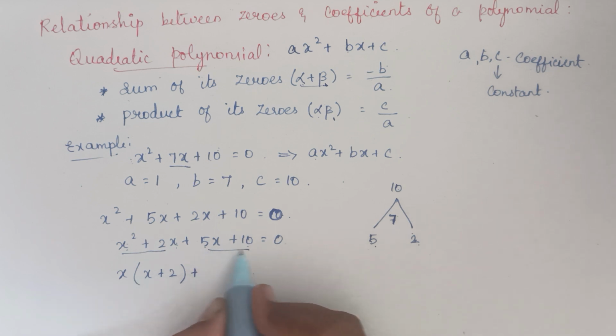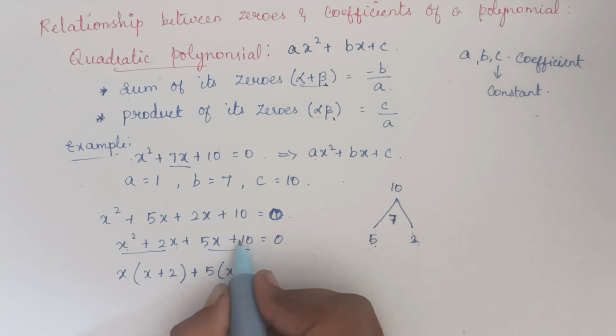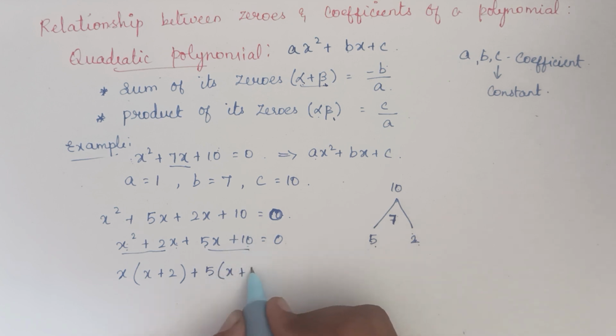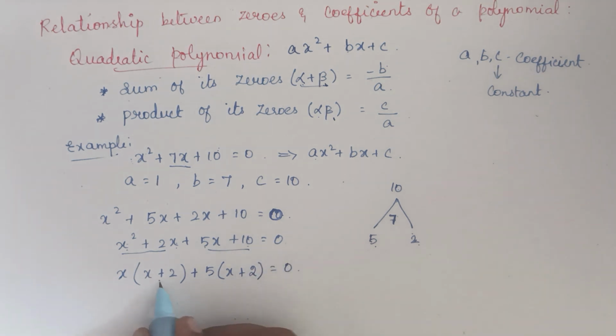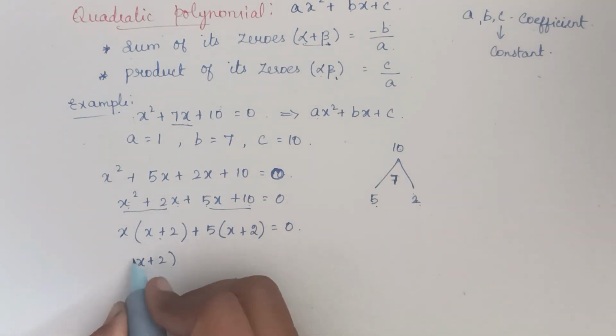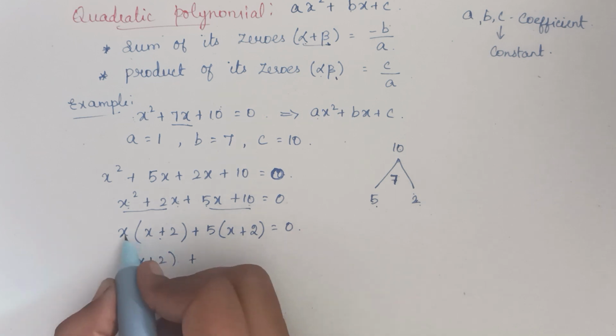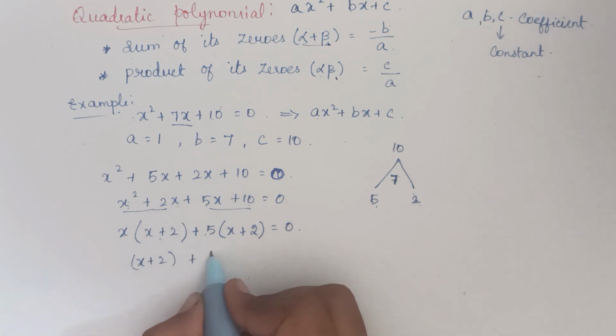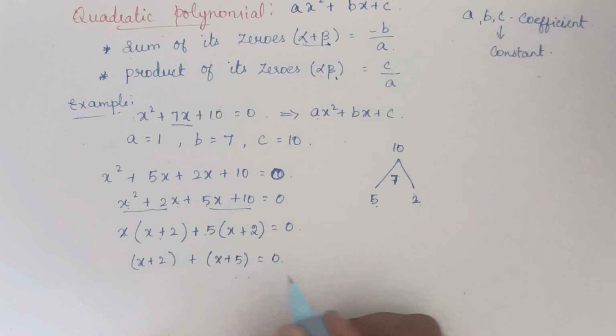So if we take out 5 as a common, the remaining x will be there plus 1. 5 will come out, remaining 2, 5 2s are 10, right? So is equal to 0. So 2x plus 2 is there. So commonly we can write it as x plus 2, and then the remaining x plus 5. x plus 5 is equal to 0.